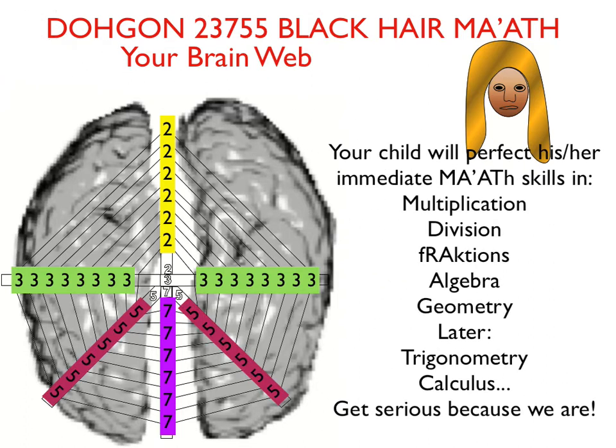The brain web is like a spider web that is designed to create balance between the two brain hemispheres, the left and the right brain hemispheres. Now, the reason why we have the 5-5, as you see on the web itself, is to create emotional balance for your child.